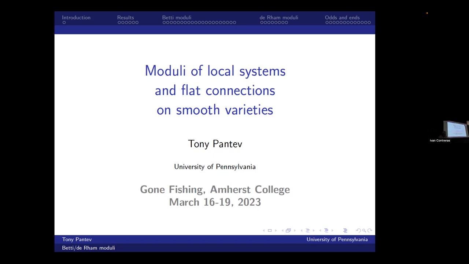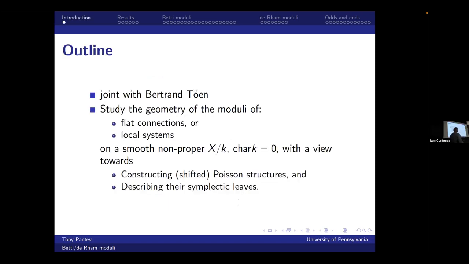I'm going to tell you a story. It's a recap of some joint work I did with Bertrand Toën, and it's about the geometry of the moduli of flat connections or of locally constant sheaves on smooth varieties of arbitrary dimension. You can think about them over the complex numbers, but in general over any field of characteristic zero.